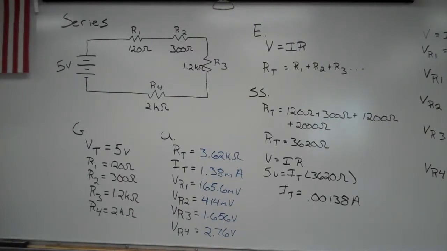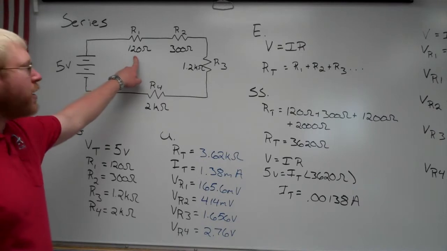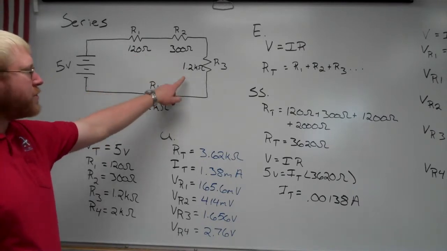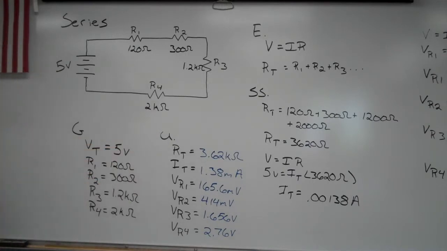Okay, today you can see that I've calculated the values for a series circuit. In my series circuit I have a source voltage of 5 volts. I also have different resistors here. I have resistor 1 which is 120 ohms, resistor 2 at 300 ohms, resistor 3 at 1.2 kilo ohms, and resistor 4 at 2 kilo ohms.